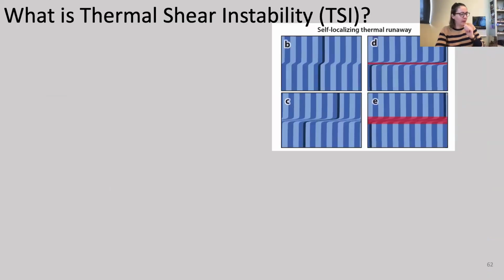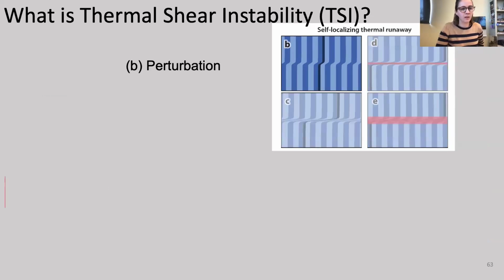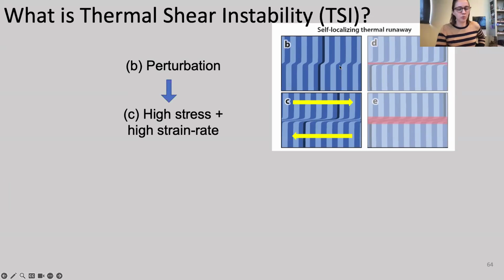So I'm going to briefly walk through what thermal shear instability is, since I know everyone might not be familiar with it. But in a cartoon schematic way, what we have is a block of rock, shown in panel B here, that has some sort of perturbation or weak zone indicated by this kink in the blue bars. When we start to shear and apply high stresses, we're going to end up localizing and deforming at very high strain rates in that weak zone within the block of rock.